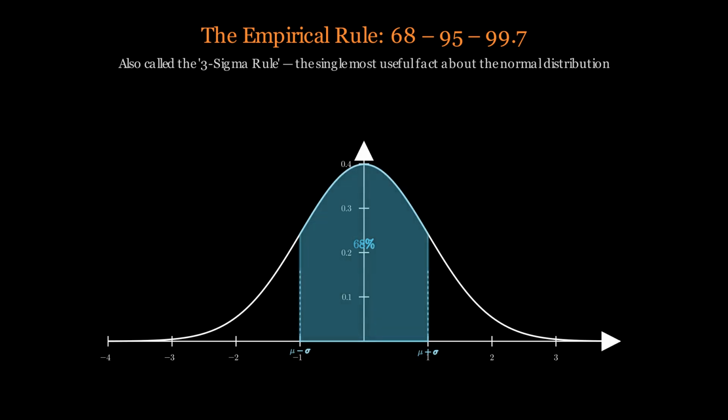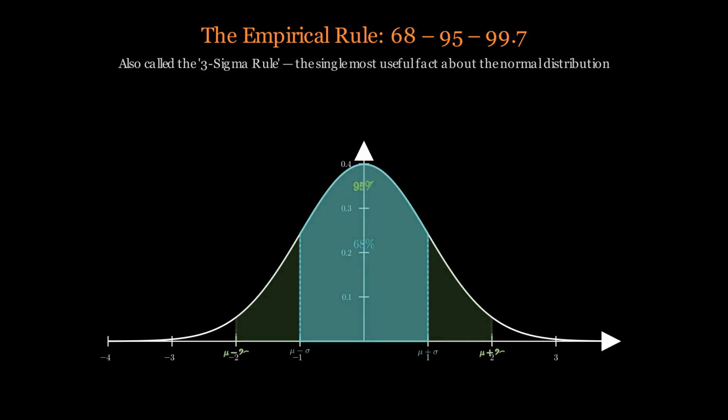For human heights with mean 170 centimeters and sigma 10 centimeters, 68% of people fall between 160 and 180 centimeters. Within 2 standard deviations, shown in green, we capture 95.45% of all data. Only about 4.55% of observations fall in the two outer tails combined.